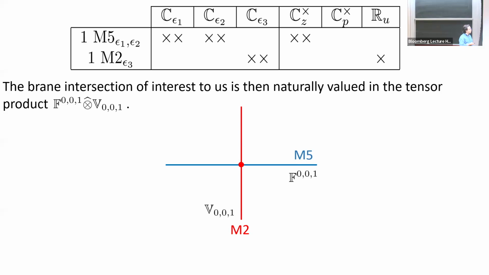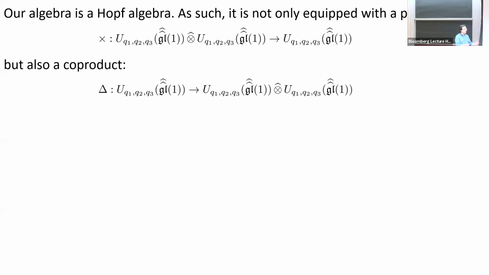But I told you what these branes are from the point of view of the quantum toroidal algebra. They're a Fock representation and a vector representation. So now I need to know how to combine them. I need to know how to take their tensor product. Our quantum toroidal algebra is actually a Hopf algebra. As such, it's not only equipped with a product, it's also equipped with an operation called the coproduct. The coproduct tells you that you start with an element of the toroidal algebra and map to a tensor product.